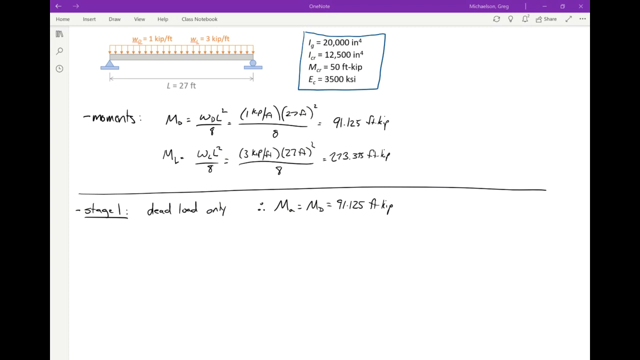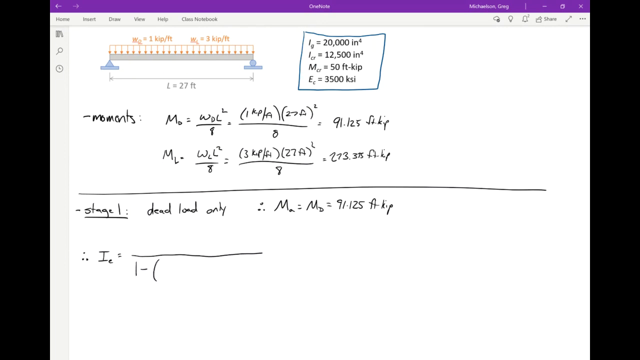Okay, so therefore, for stage one, we're going to compute an effective moment of inertia. The idea is that at stage one, there's some load on the beam, so some of the beam is going to be cracked, some of it isn't. So let's compute that moment of inertia.